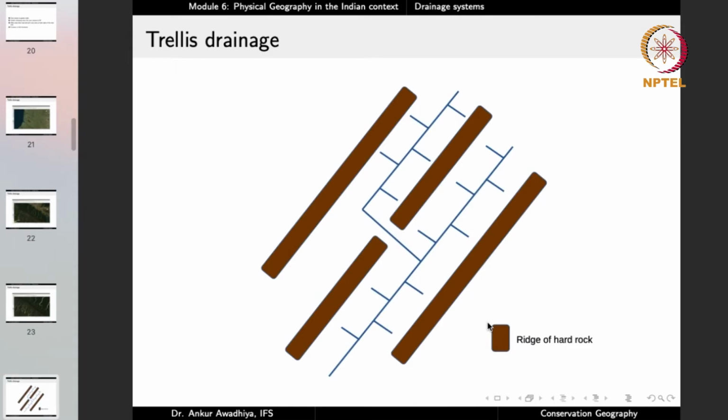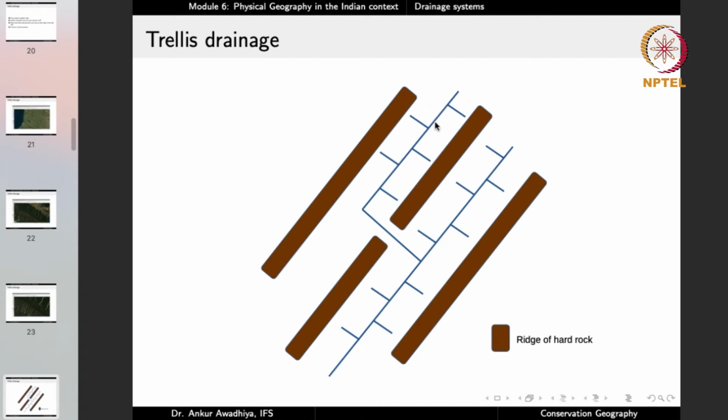Now why does trellis drainage arise? It arises when you have an area with hard and soft rocks. Now if you have hard rocks like this, then the river is not able to cut through them. So the river has got no other option but to run parallel to these rocks. Now if these rocks are parallel, the streams will move like this. But if there is any gap in between, then these streams can join together. So in this case, this becomes a tributary of the main stream. And similarly, you can have rocks on the other sides as well.